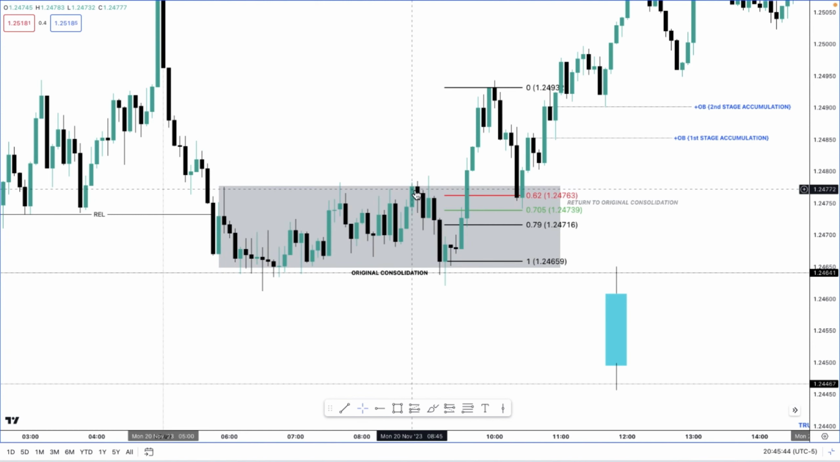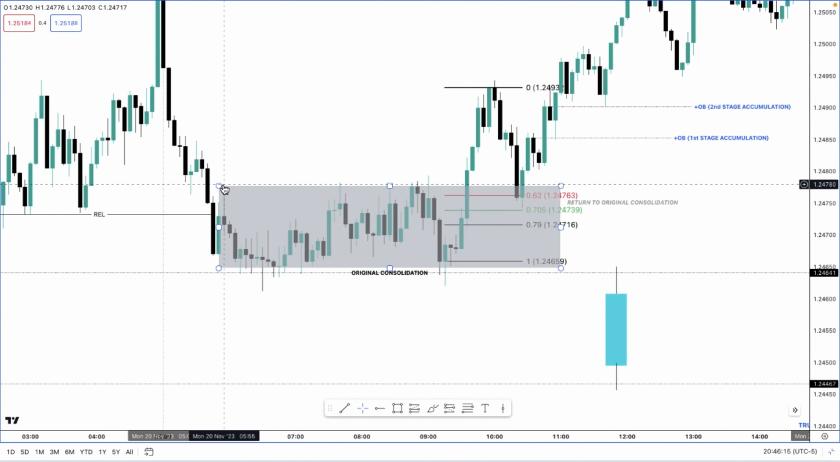How do I know it left it? Look at the bodies. Look at this one here. It fails to print above it. Even here, it fails to print above it, especially using the bodies. But here, it clearly prints above. And then it leaves a bonus, a fair value gap. So it breaks out using a fair value gap, using all of the liquidity found in this candle. So what does it do? It comes back to this original consolidation. So it acknowledges that there was an original consolidation here.